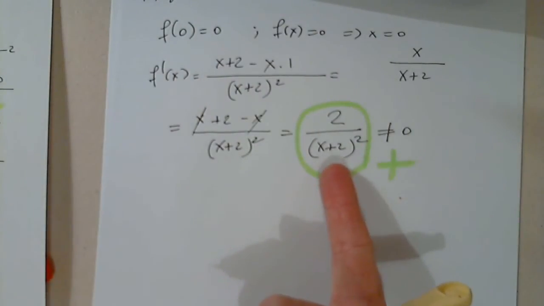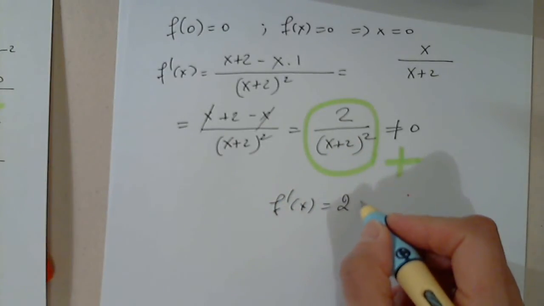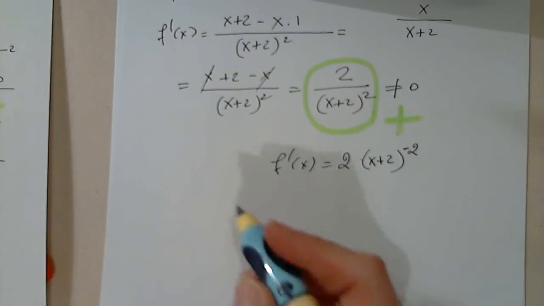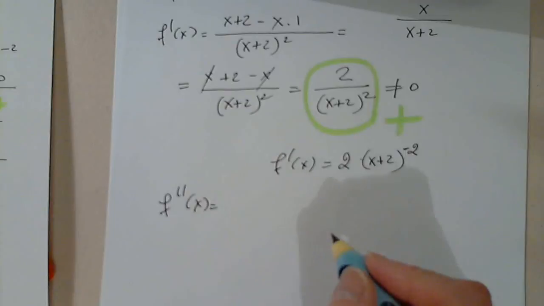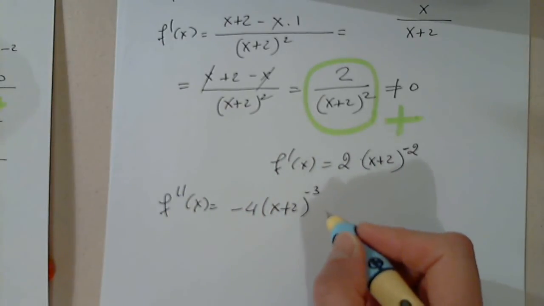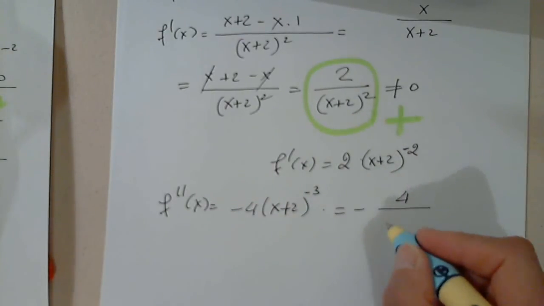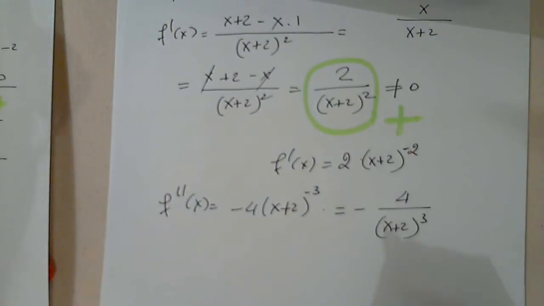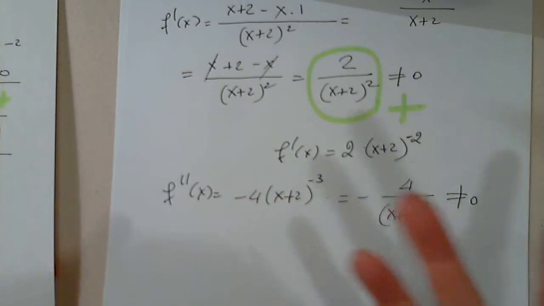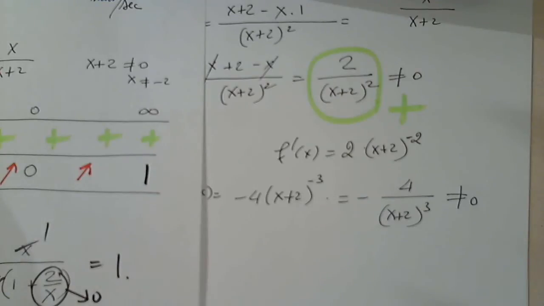So this is the first derivative, but I would like to present it like this. It's easier to differentiate. So therefore, the second derivative is, bring down the power, -4, x plus 2 to the -3, times the inner function prime, which is 1. So this is -4 over x plus 2 to the third. Again, never 0. A fraction that does not have x in the numerator can never be 0. But I have to study the sign of this expression.